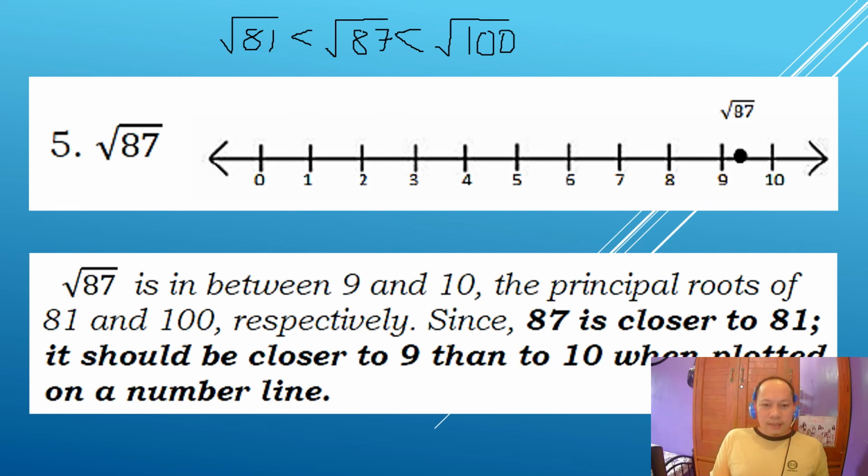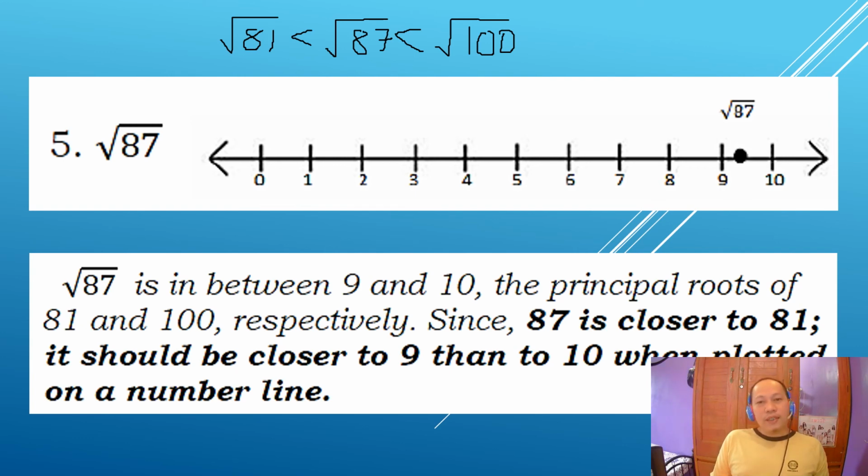So, kaya yung sinasabi rito, sits between 9 and 10. So, the principal roots of 81 and 100 respectively. Since 87 is closer to 81 because 81, 82, 83, 84, 85, 86, 87, 6. Pero dito ay 13. Okay? So, it should be closer to 9. So, mas malapit siya sa 9. Ayun, no? Mas malapit siya sa 9 than to 10 when plotted to a number line.